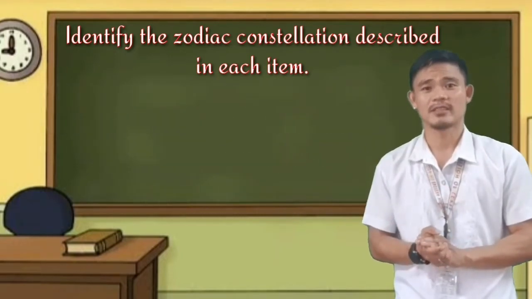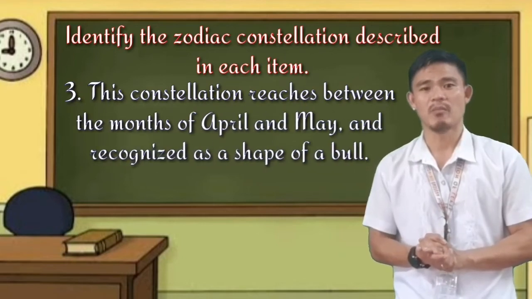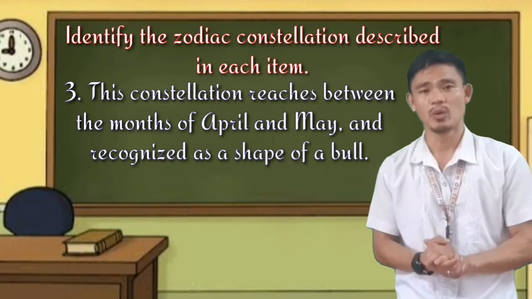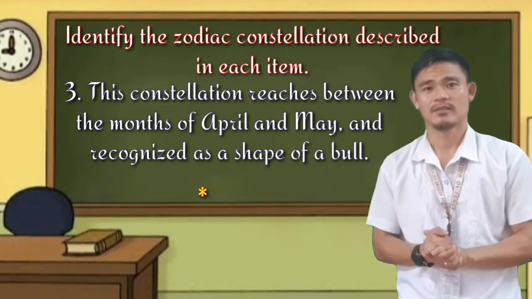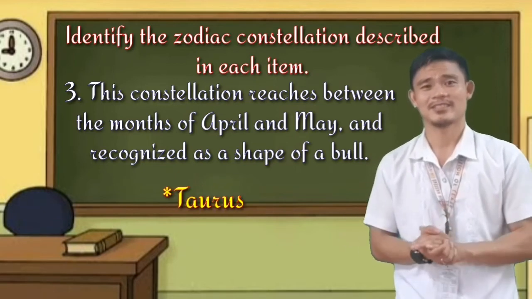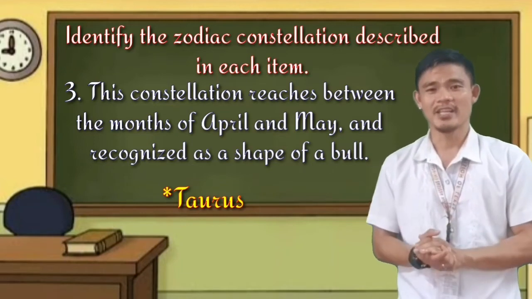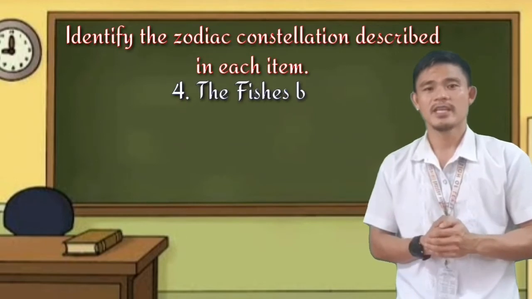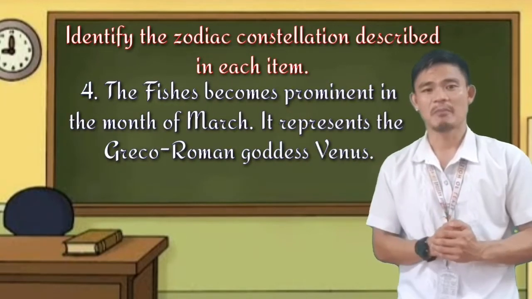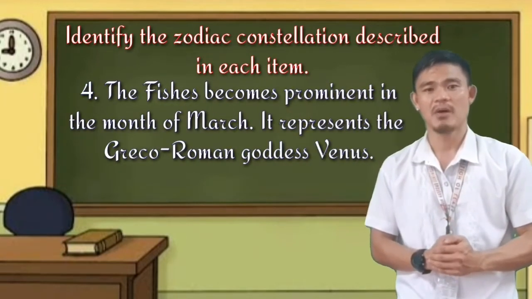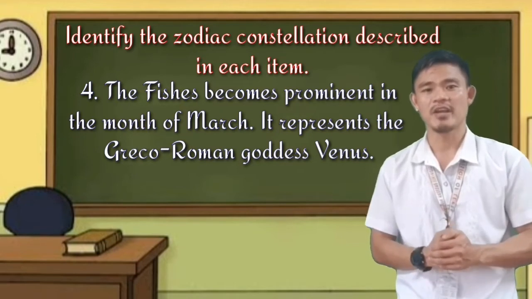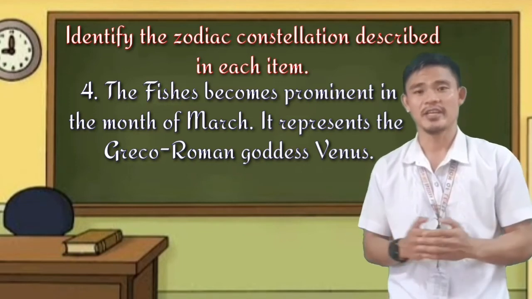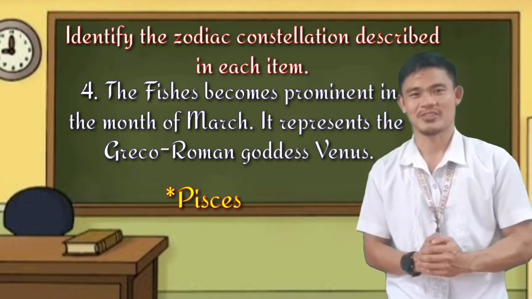Item number 3. The constellation reaches between the months of April and May and is recognized as the shape of a bull. Very good. The correct answer is Taurus. For item number 4, the fishes become prominent in the month of March. It represents the Greco-Roman goddess Venus. The correct answer is Pisces.